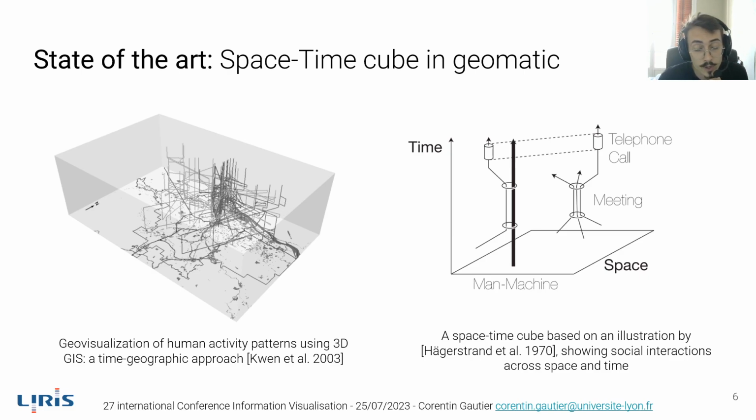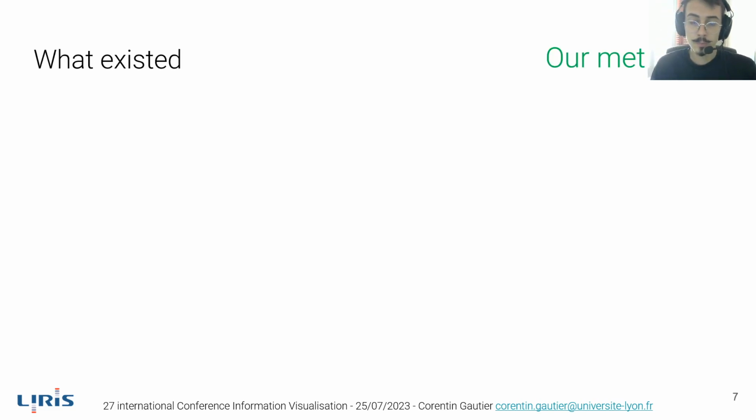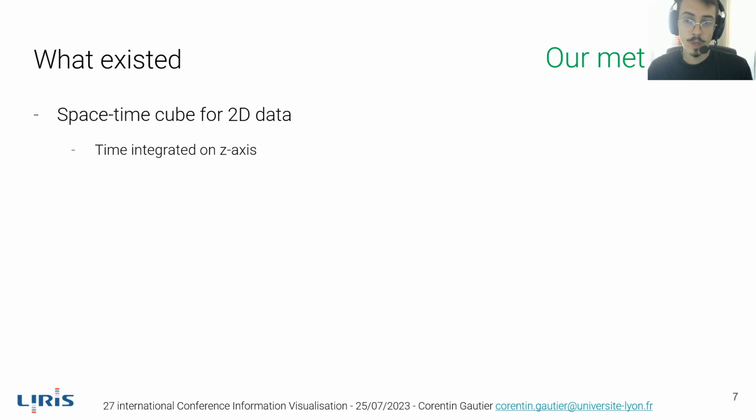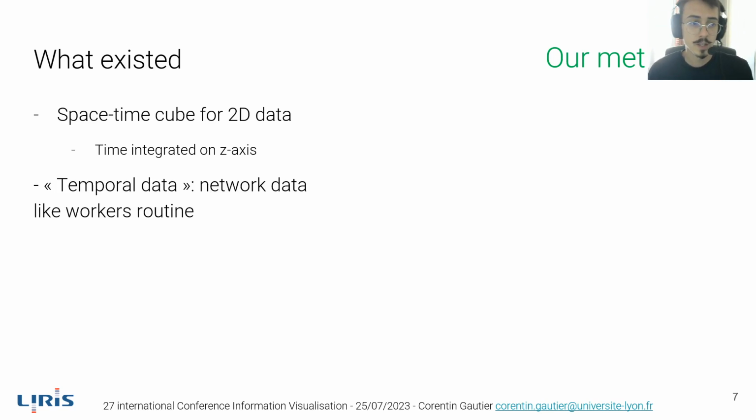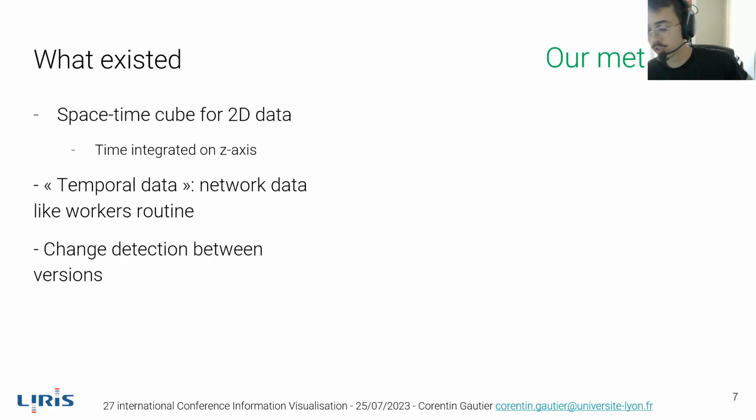Or there is another scale with the Agastron method, where we have the routine of one worker, where there is some meeting, and after that there is some telephone call. So we have this kind of representation of the evolution with the space-time cube for 2D data, with the time integrated on the z-axis. They can represent network data like worker routines, and we also have the JO method for change detection between versions.